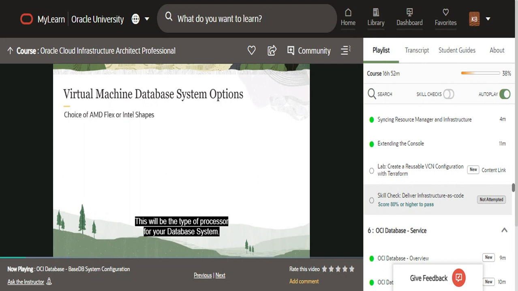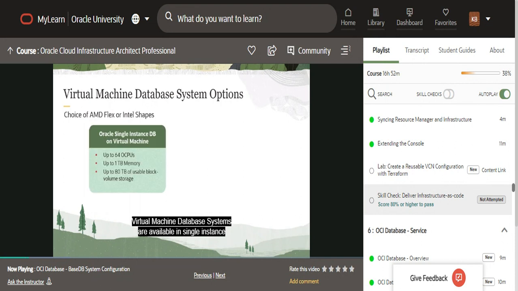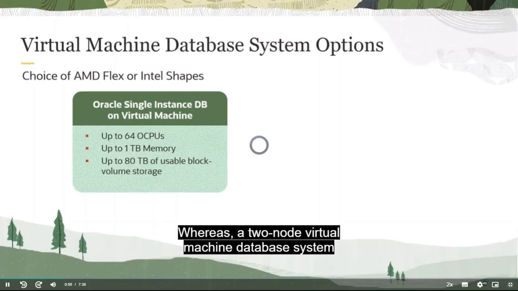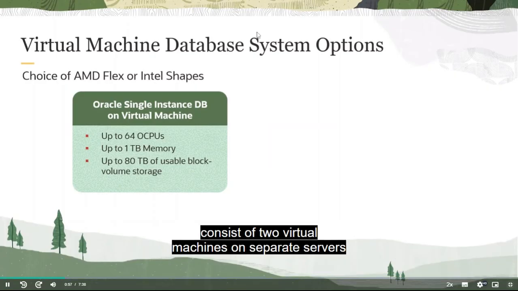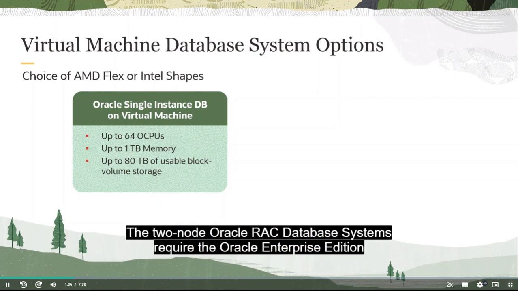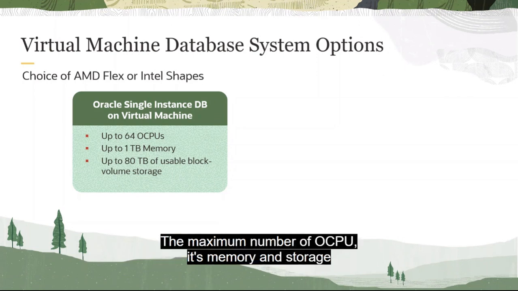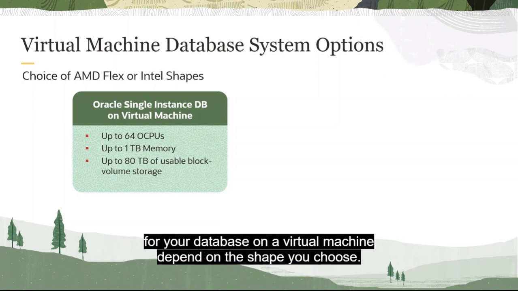This will be the type of processor for your database system. Virtual machine database systems are available as a single instance or as a two-node RAC database system on virtual machines. A single instance or one-node virtual machine database system consists of one virtual machine, whereas a two-node virtual machine database system consists of two virtual machines on separate servers running Real Application Clusters, RAC. The two-node Oracle RAC database systems require the Oracle Enterprise Edition Extreme Performance license type.